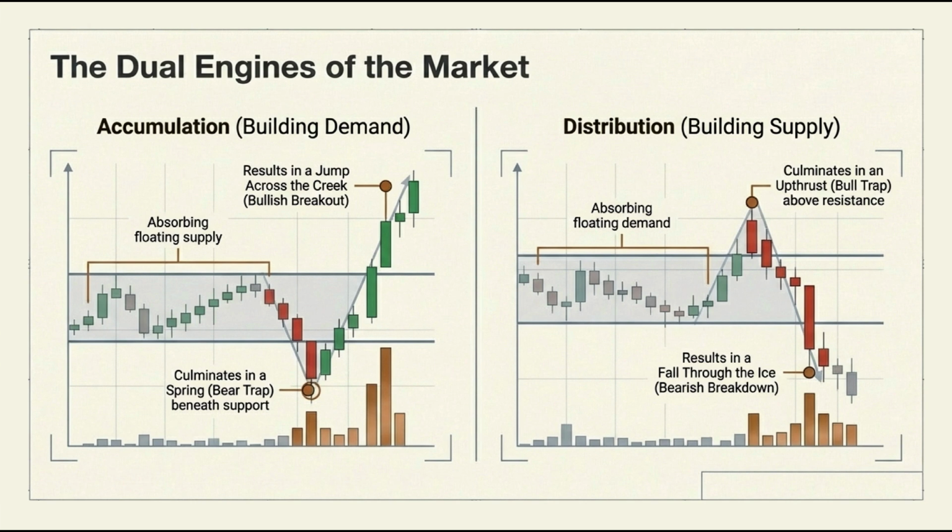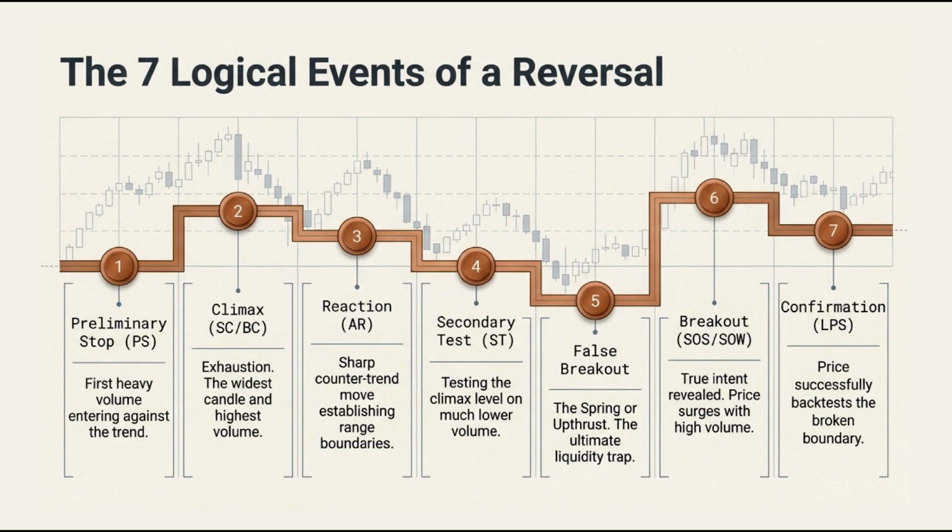A structural reversal follows 7 logical events, starting with the preliminary stop, PS, where heavy volume first enters against the trend. This is followed by the climax, SC or BC, an exhaustion point featuring the widest candle and highest volume, and an automatic reaction, AR, that establishes the range boundaries.